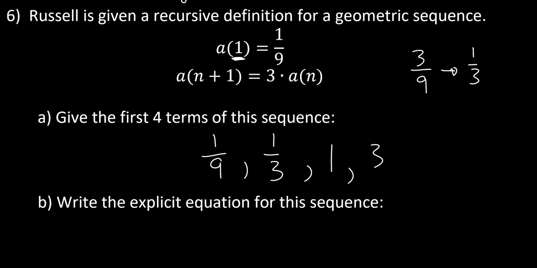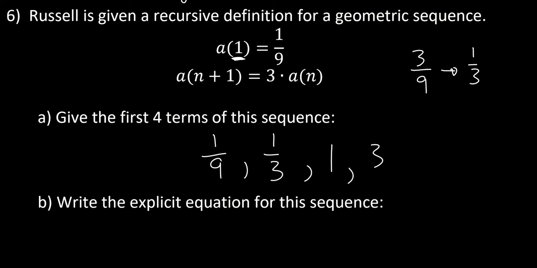Okay, so those are the first 4 terms. We got 1/9, 1/3, 1, and 3. The next one after that would be 9, and then we'd get 9 times 3 is 27, and then 81, etc. The final thing for this question says write the explicit equation for this sequence.